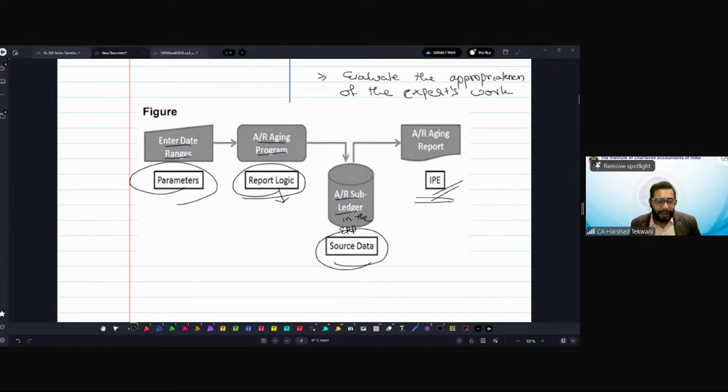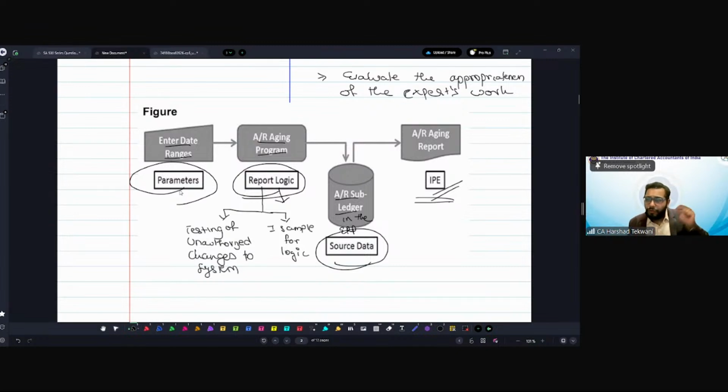Or, let's say for example, controls around that process. So let's say if I test one sample for logic, and if I perform testing of unauthorized changes to system.